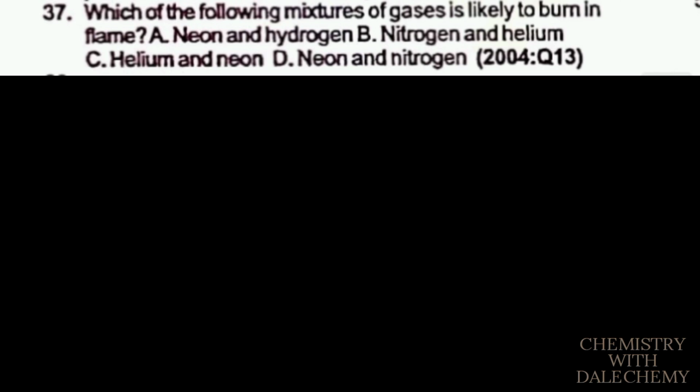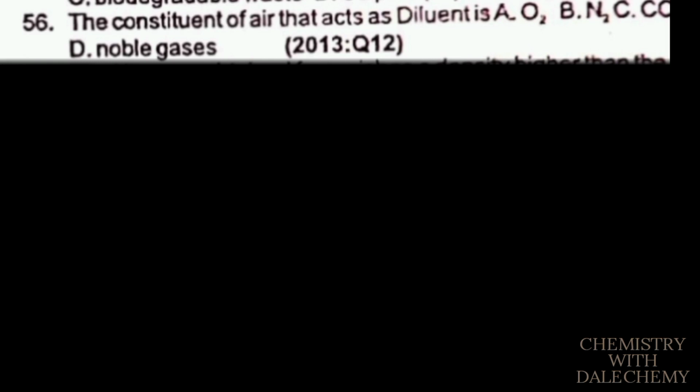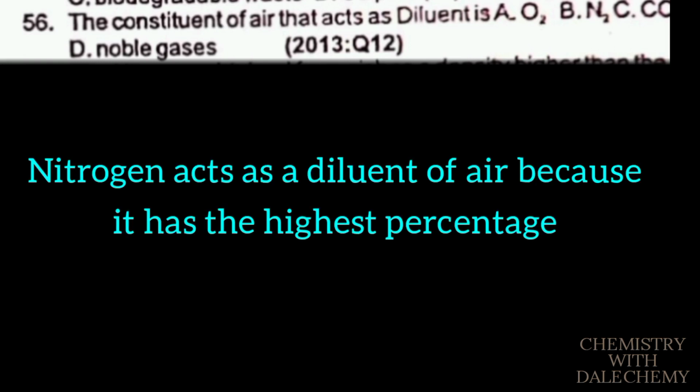The next question is question 12 of 2013. The constituent of air that acts as a diluent is option B, which is nitrogen, because it has the highest percentage of all the constituents. So it acts as a diluent of air. That is, it acts like something that dilutes the air.